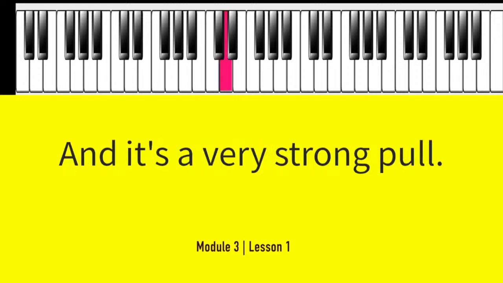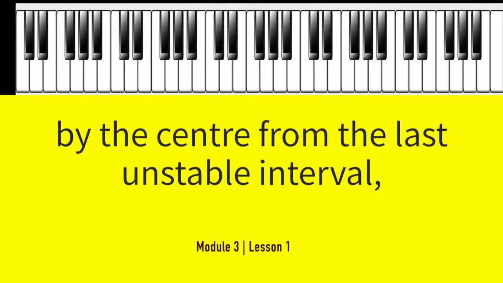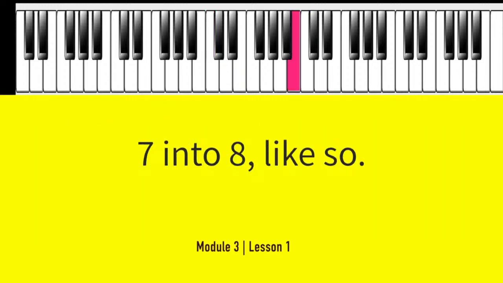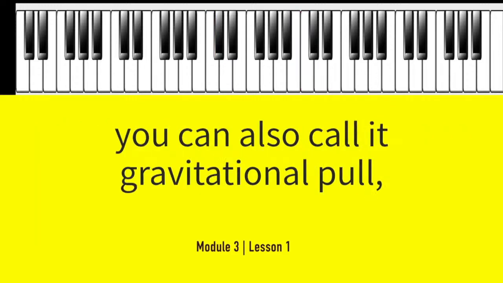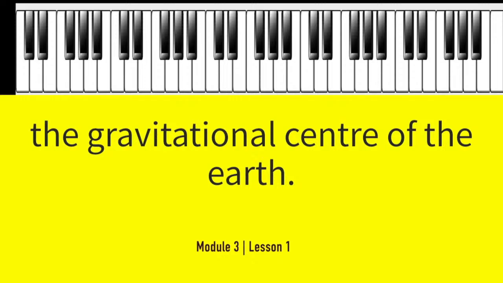And it's a very strong pull. And then an even stronger pull is being exerted by the center from the last unstable interval, which is the seventh. The seventh goes into the eighth. The 7 into 8, like so. Very strong pull. You can also call it gravitational pull, like the moon is pulled towards the gravitational center of the earth.